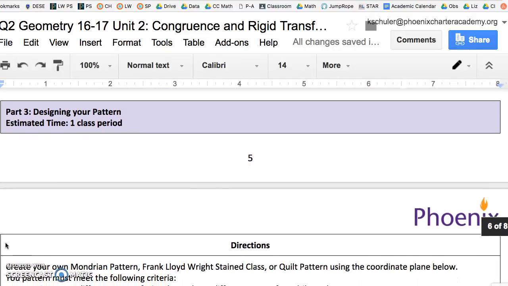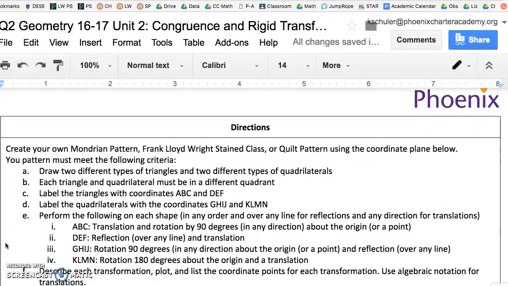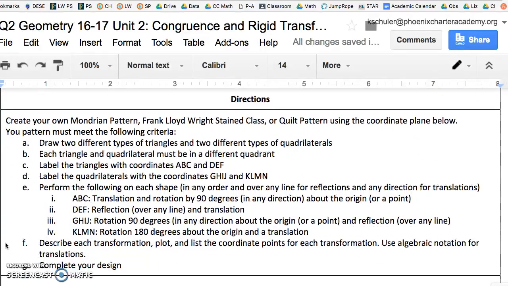Today, what you'll be working on is designing your own pattern. You're going to create your own pattern based on a Mondrian pattern, Frank Lloyd Wright stained glass, or a quilt pattern using the coordinate plane below. Your pattern must meet the following criteria.